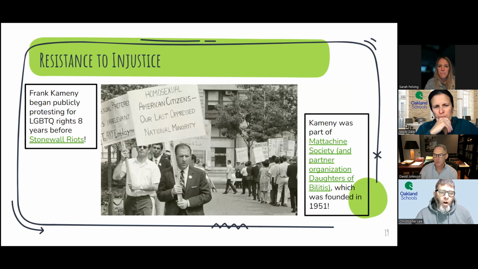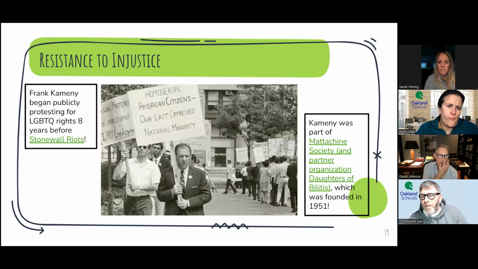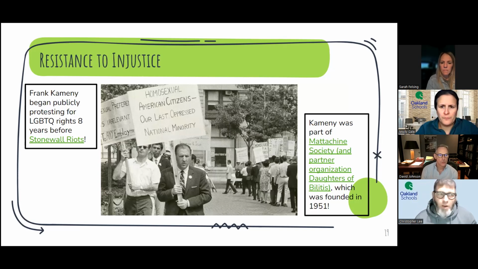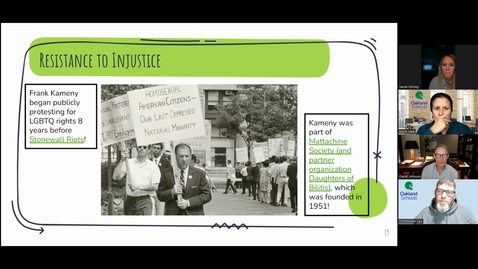And then also Kameny presents to us this lesson of resistance to injustice. As far as I could tell, Frank Kameny began publicly protesting 8 years before the Stonewall riots, right? And he was a part of the Mattachine Society, which was founded in 1951, although on the other coast, on the West Coast. But this idea that resistance to injustice often begins before the explosion we see later on in the Stonewall riots, right?